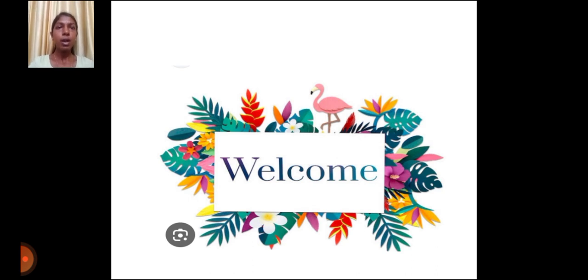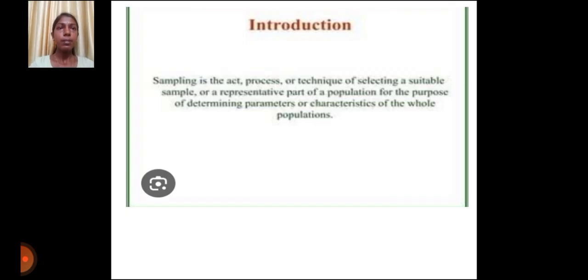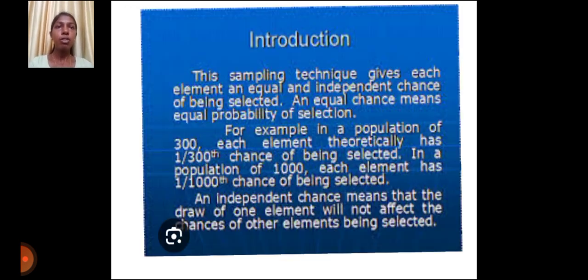In this video, I will discuss an introduction to sampling techniques. First, we will learn what sampling is. Sampling is the act, process, or technique of selecting a suitable sample, or a representative part of a population, for the purpose of determining parameters or characteristics of the whole population.